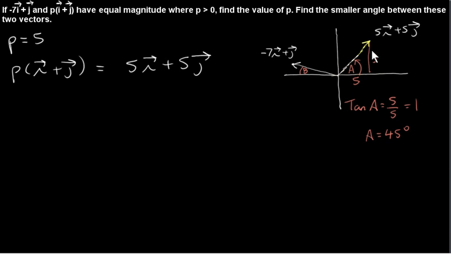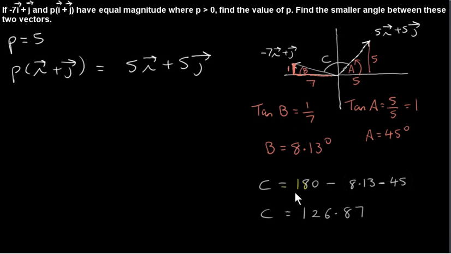We see that the sides of this right angle triangle are 5 and 5. So the tan of A is 1, so A is 45 degrees. If we look at angle B, the side opposite angle B has length 1. The side adjacent to angle B has length 7. So I'm only dealing with lengths here, not the actual coordinates at this point. So the lengths are positive. So we can see that tan of B is 1 over 7. To find the angle C, the smaller angle between the two vectors, we take 180 and subtract angles A and B from it.